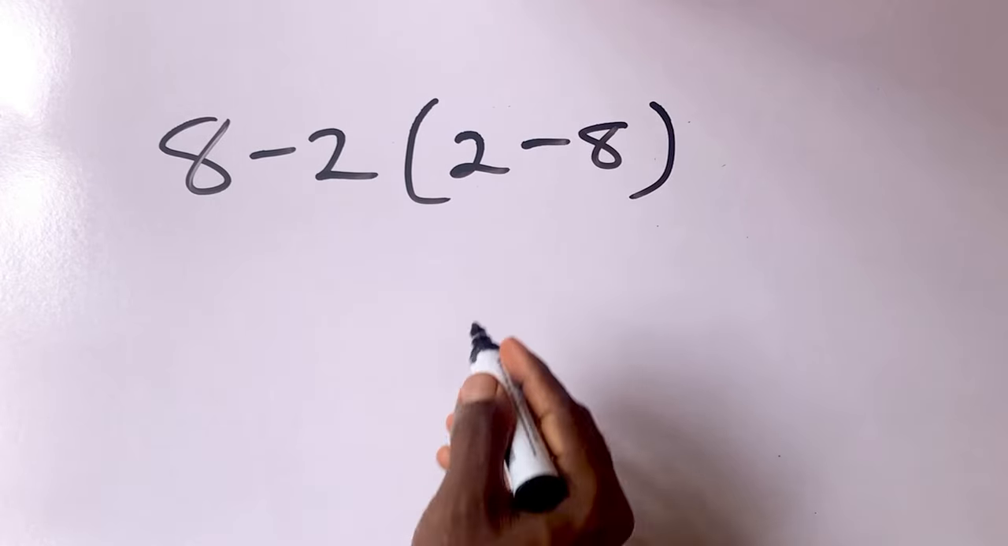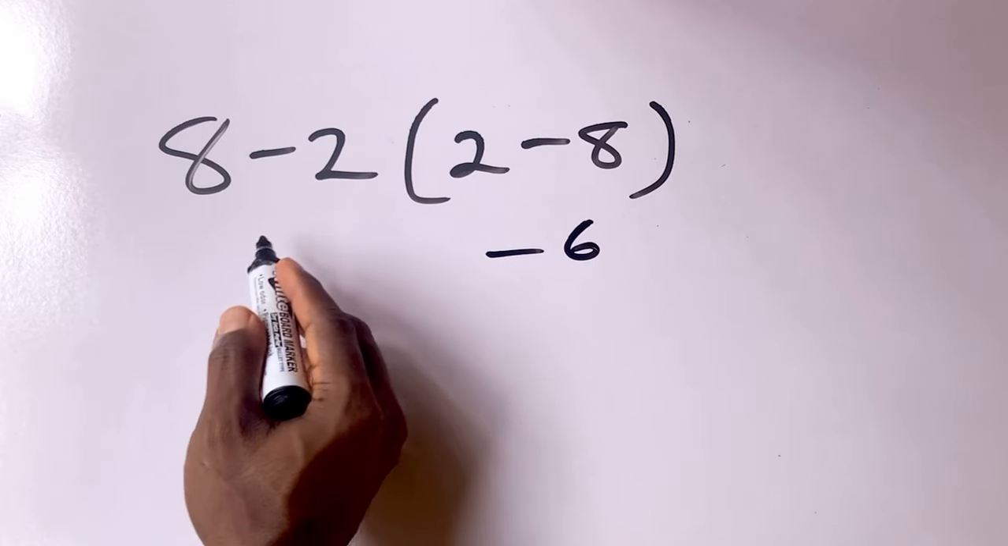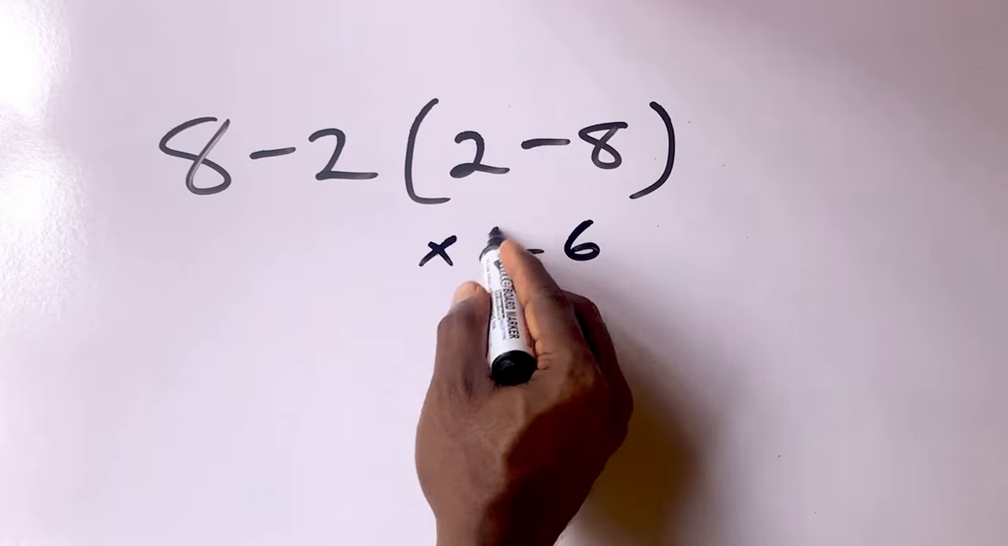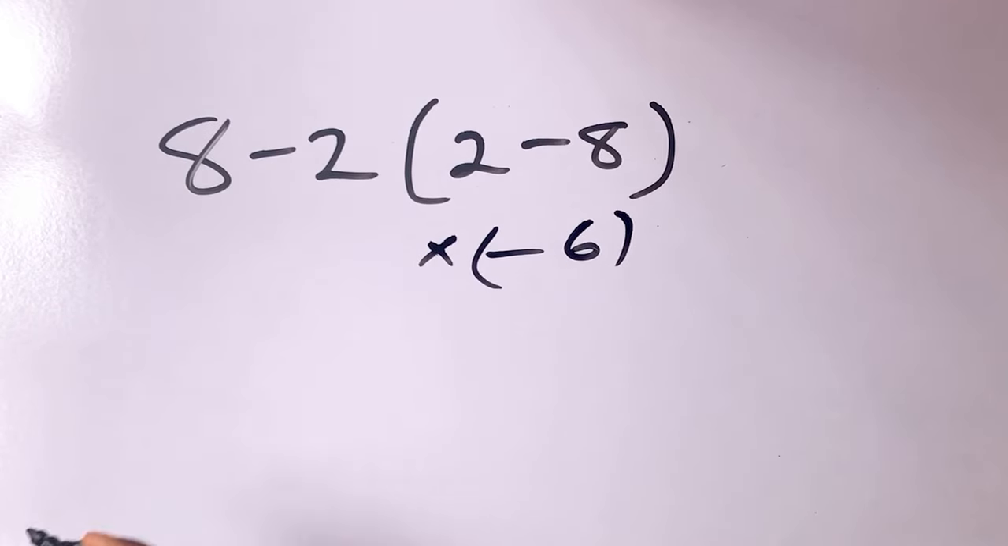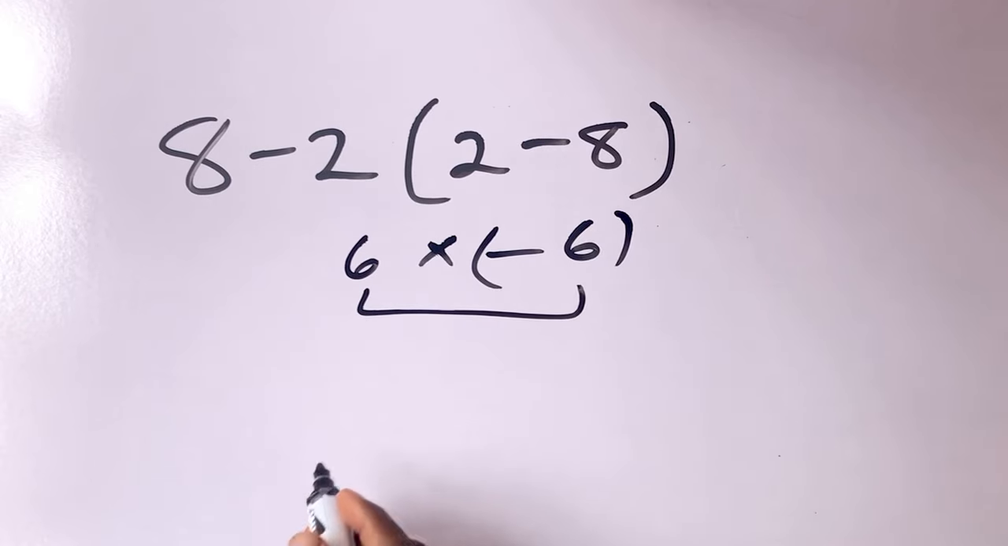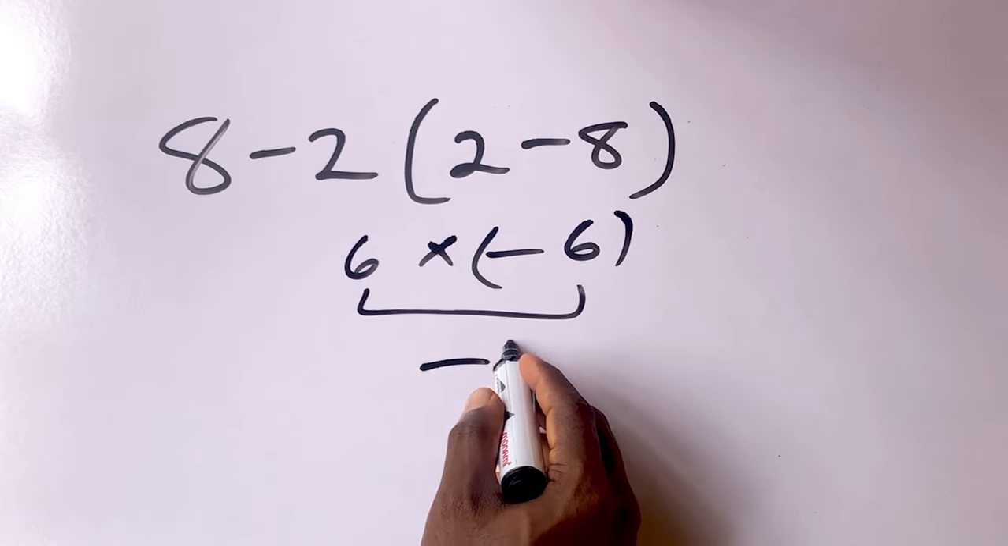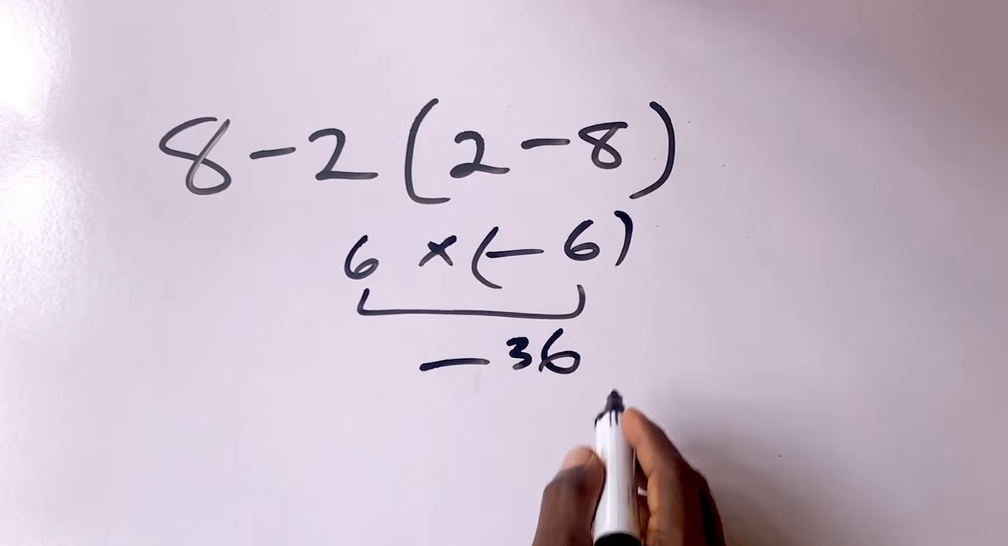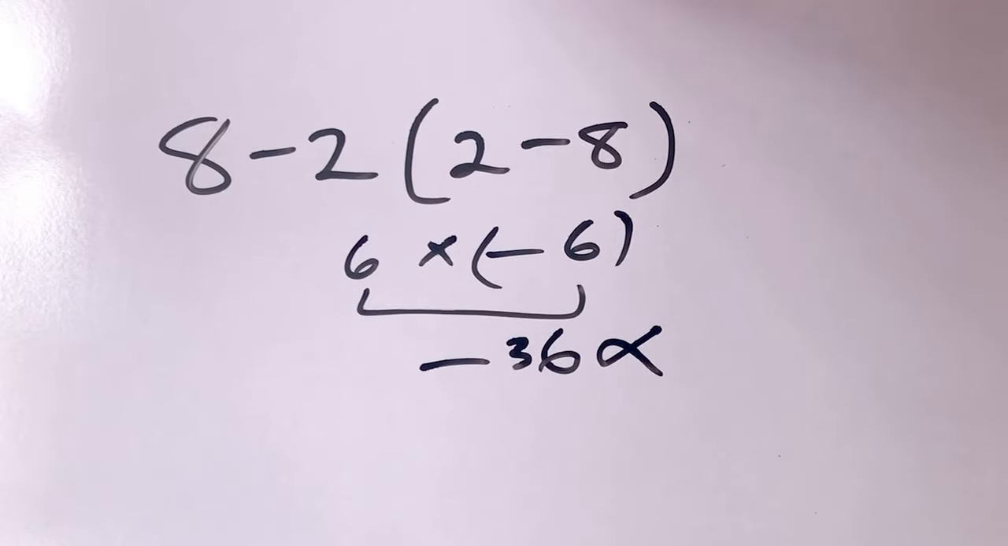2 minus 8 will give us minus 6, times 8 minus 2 will give us 6. 6 times minus 6 will give us minus 36. But this answer is not correct.